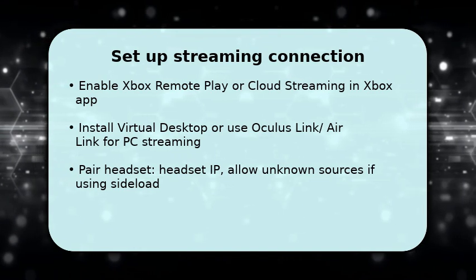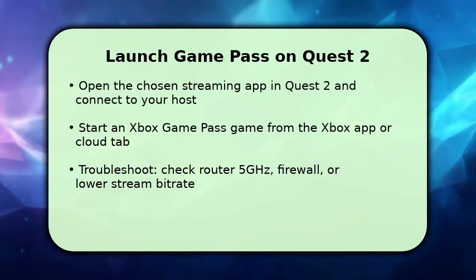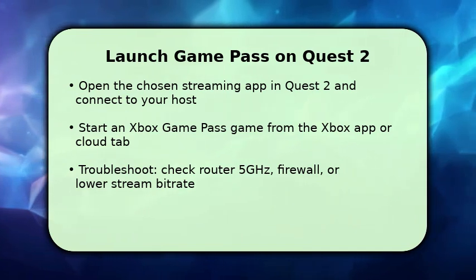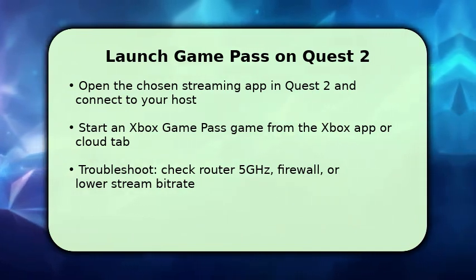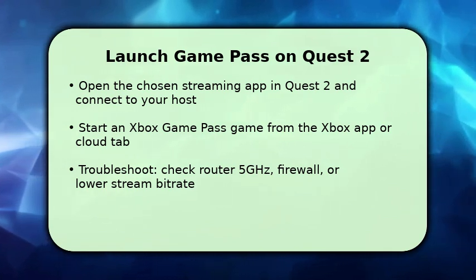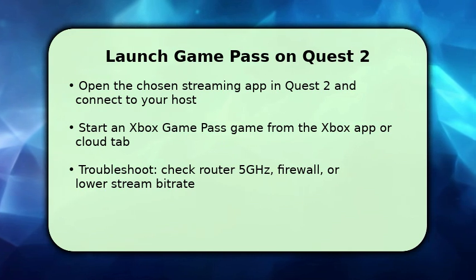Finally, you put everything into action. Open Virtual Desktop, AirLink, or the cloud streaming option on your Quest 2 and connect to the host. Once connected, navigate the Xbox app or cloud library and launch the Game Pass title you want. The game will stream into your headset.